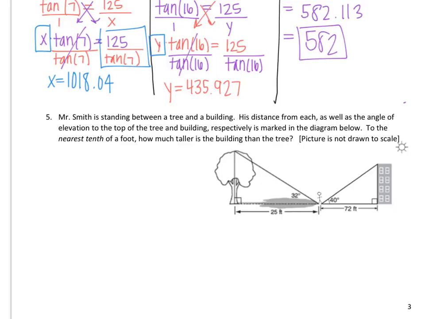It says that Mr. Smith is standing between a tree and a building. His distance from each, as well as the angle of elevation to the top of the tree and the building respectively, is marked on the diagram below. To the nearest tenth of a foot, how much taller is the building than the tree?